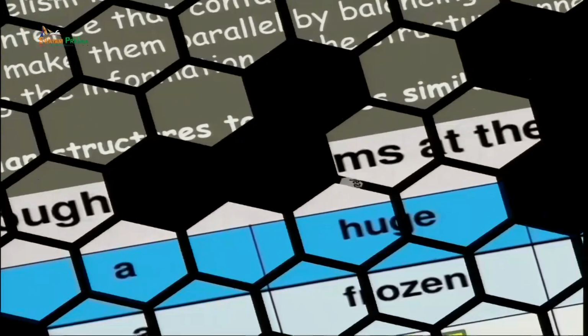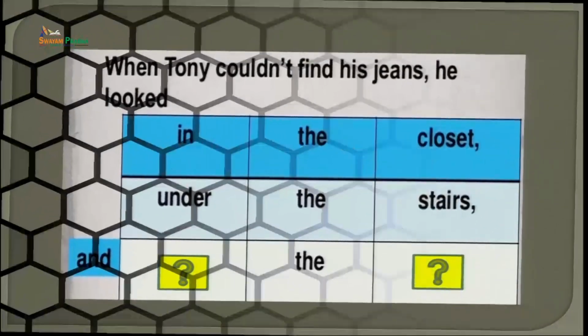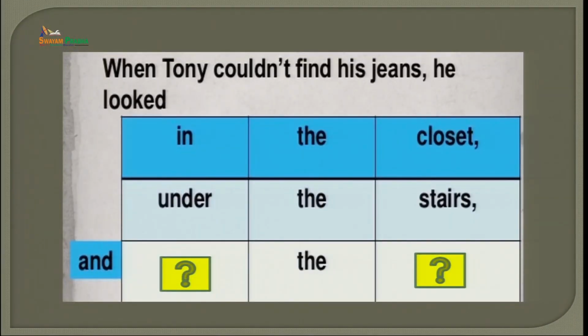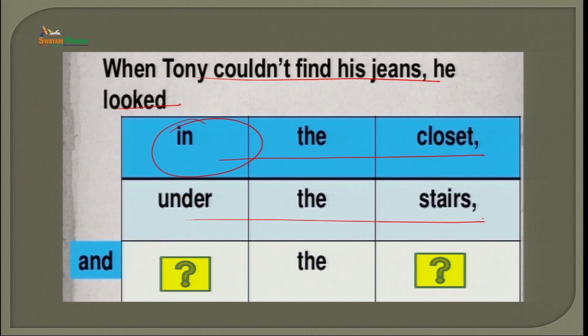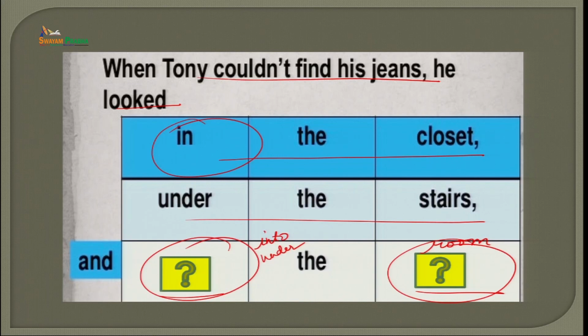Further, we talk about how we are going to make things parallel. For example, if I say when Tony couldn't find his jeans, he looked into. Now, can you see the usage of prepositional phrases? In the closet, under the stairs. Now, what will you say? You will write down one more prepositional phrase only over here. Understood everyone? So, in the closet, under the stairs, into the room, right? Or you can say under the bed. Could be anything, remember my dear students.